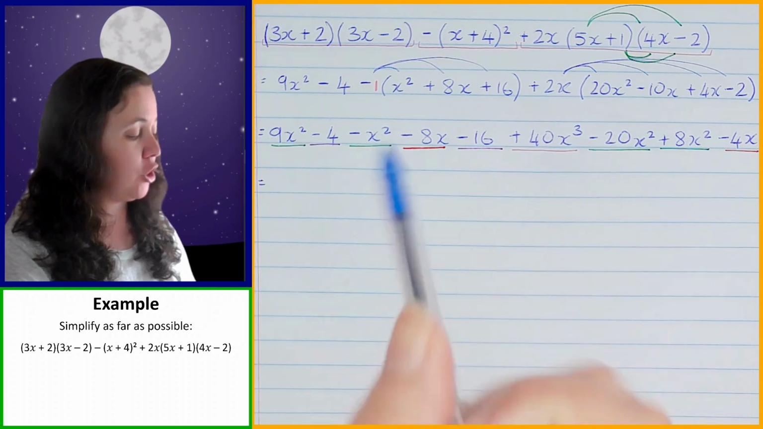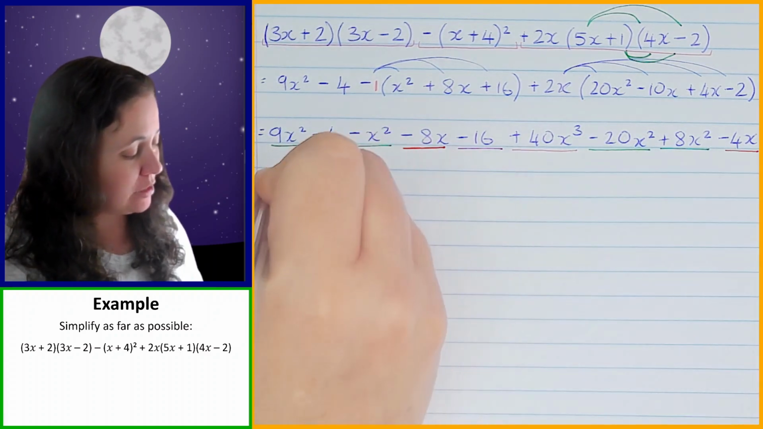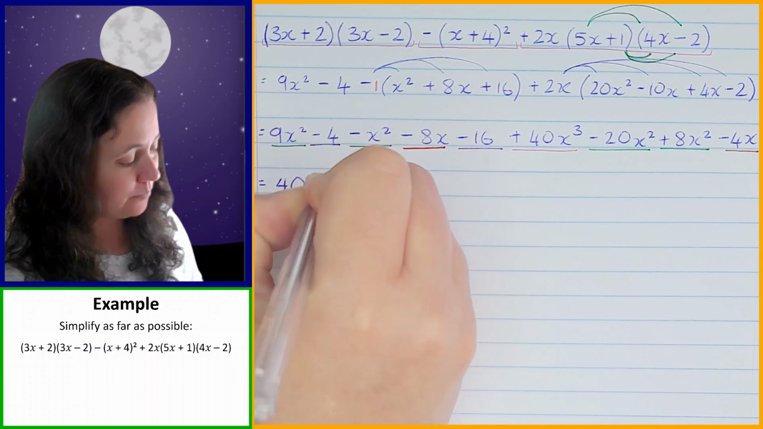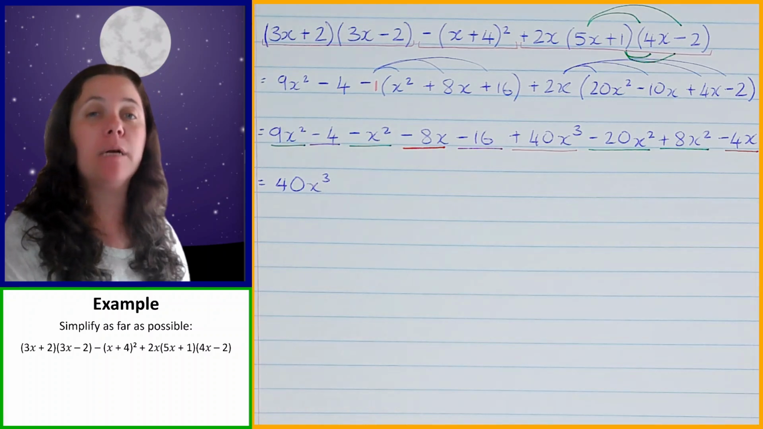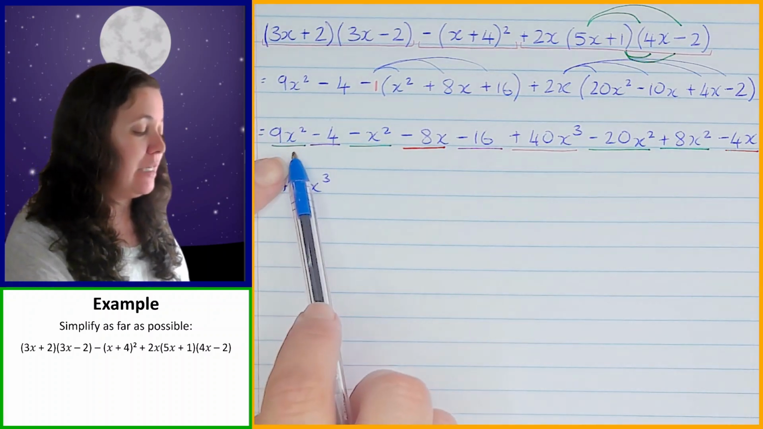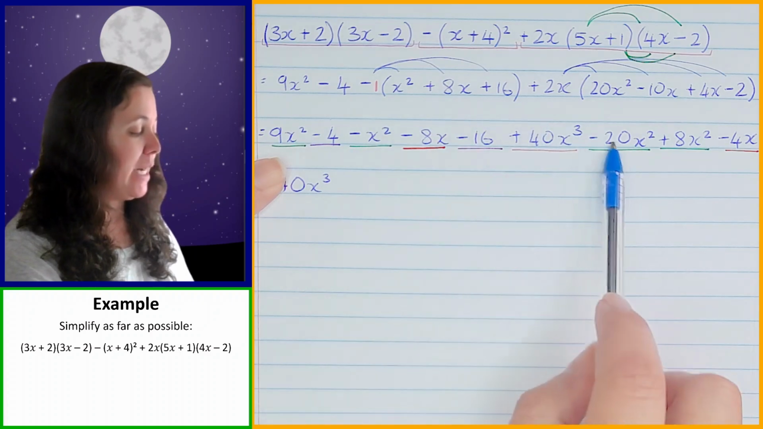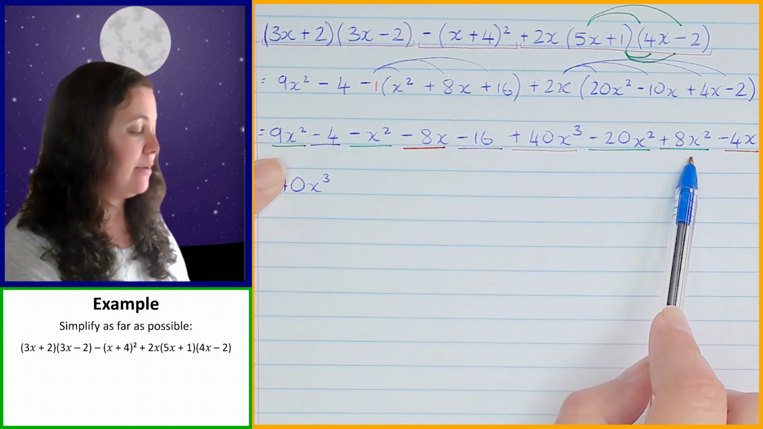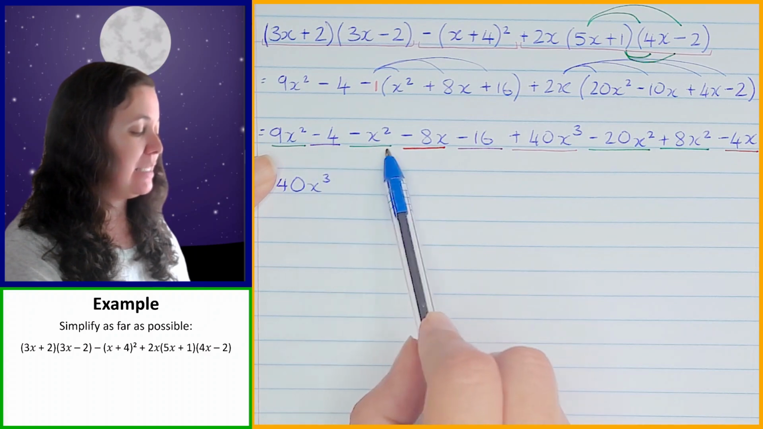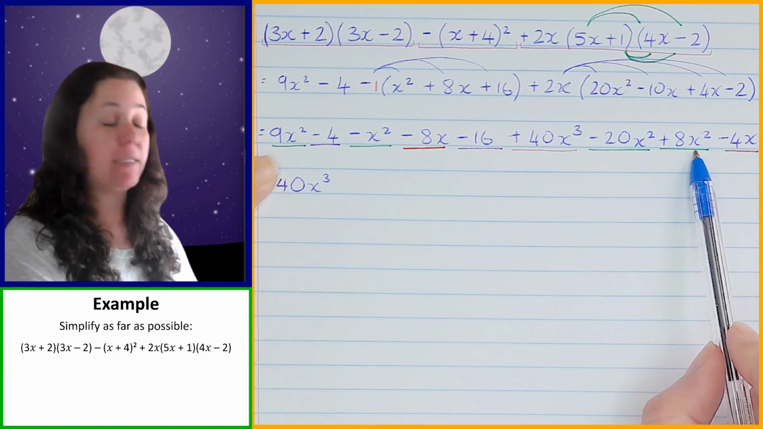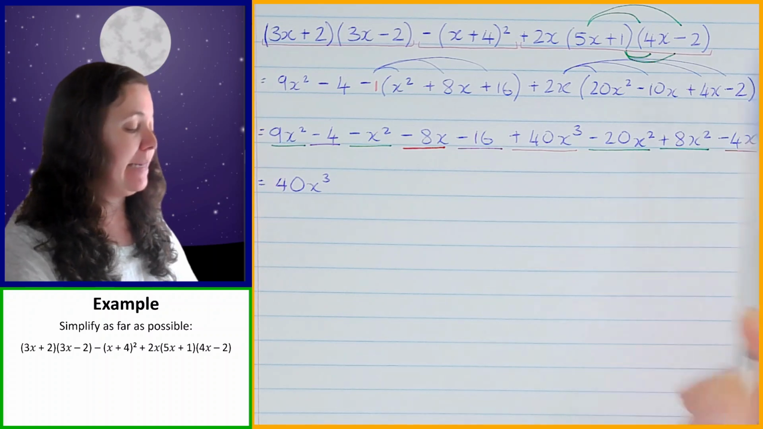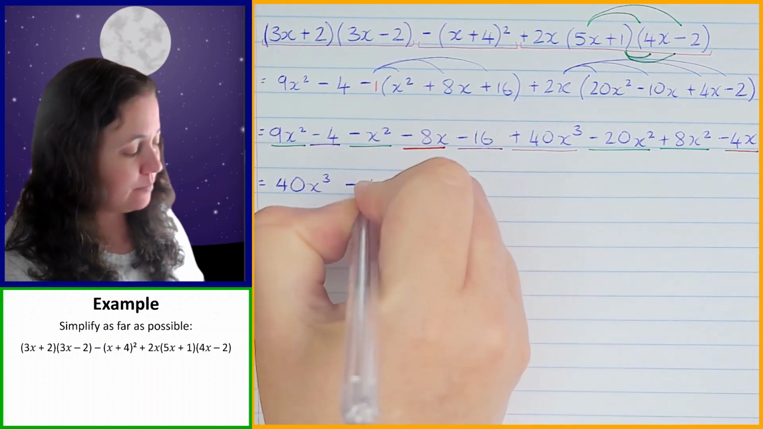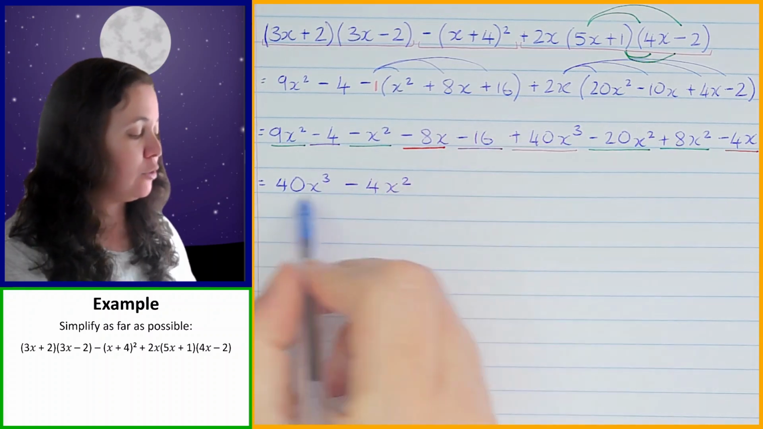Okay, so I've got 40x cubed, that goes first. There are no like terms, so it just stays as it is, and it is positive. But I don't need to write the plus in front of it because it's the first term that I'm writing down. Okay, now I'm going to go on to my x squareds. So I've got 9x squared minus x squared minus 20x squared plus 8x squared. Okay, so over here, 9x squared minus x squared is 8x squared. Here I've got another 8x squared, so 8x squared plus x squared is 16x squared. Then I'm going to subtract the 20x squared. That gives me negative 4x squared. Okay, so that's what you should get for your x squareds.